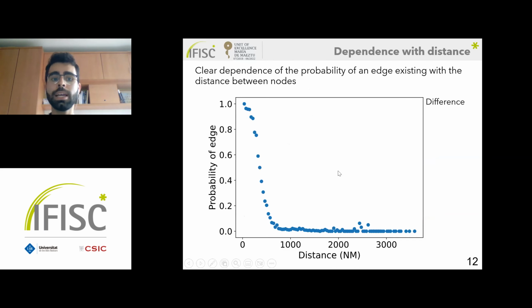This qualitative idea can be verified with a quantitative one if we plot the probability of an edge existing as a function of the distance between the two nodes it connects, in which we see that the closer the 2 nodes are, the more likely it is for a connection to exist. So we see that there is a clear dependency of this probability of an edge existing on the distance.